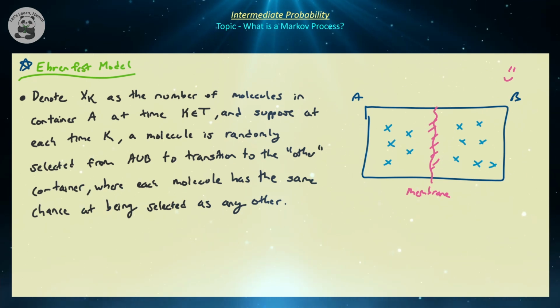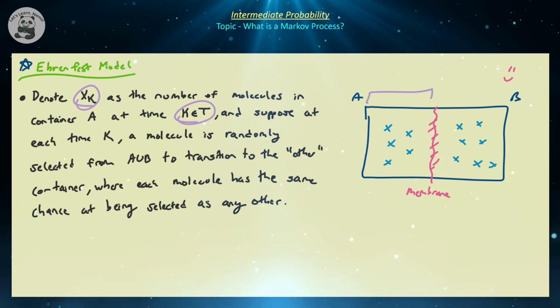So what we're going to do is assume that xk is the random variable that represents how many particles are in A, and let's assume that that's at time k, which is an element of our temporal dimension t.